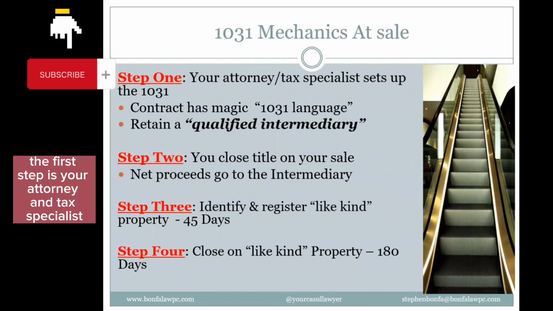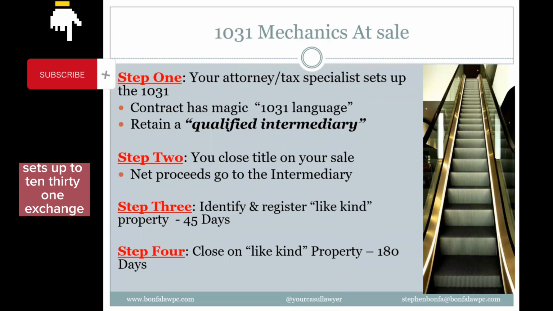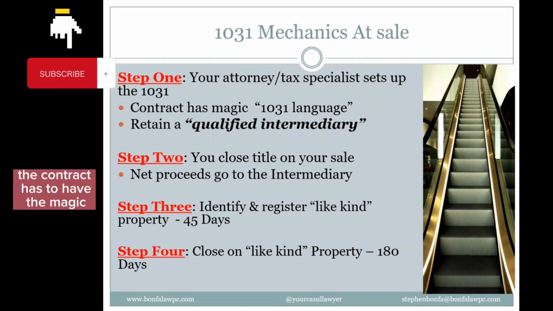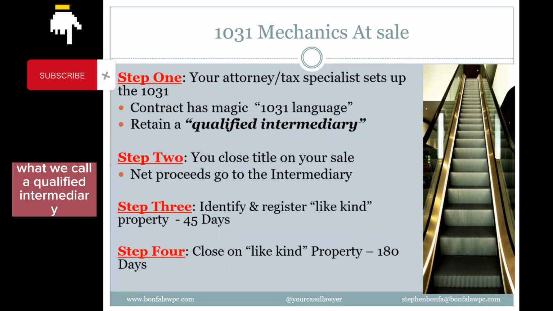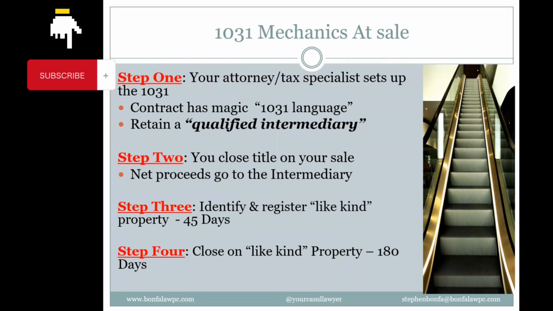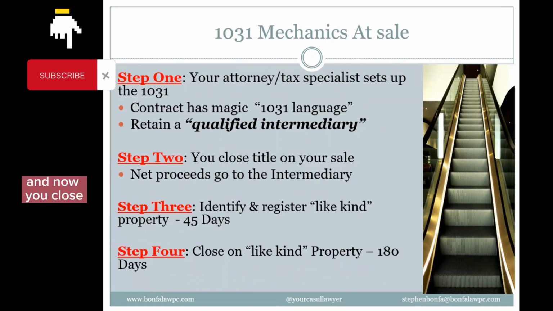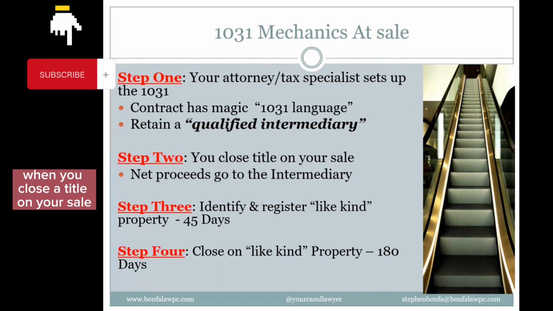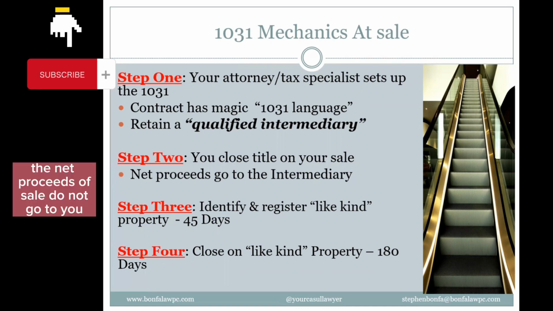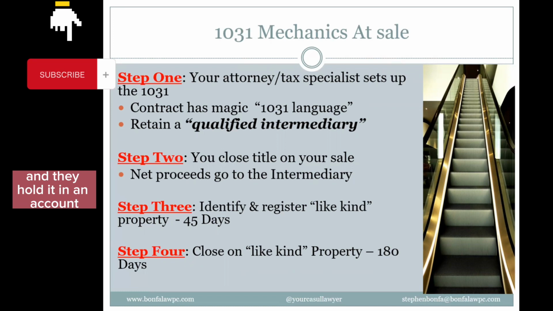So the first step is your attorney and tax specialist sets up the 1031 exchange. The contract has to have the magic 1031 language, and you have to retain what we call a qualified intermediary. Step 2 is you go through the process, hopefully things go smoothly, and now you close. So when you close title on your sale, the net proceeds of sale do not go to you, it goes to the intermediary, and they hold it in an account.